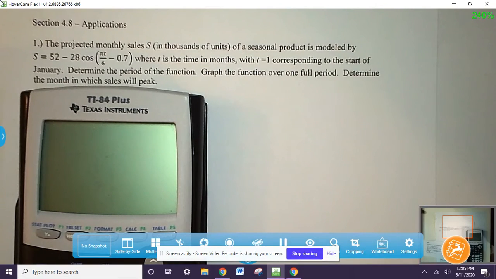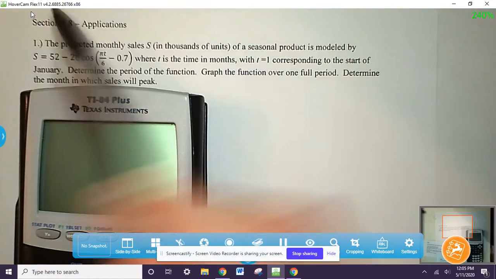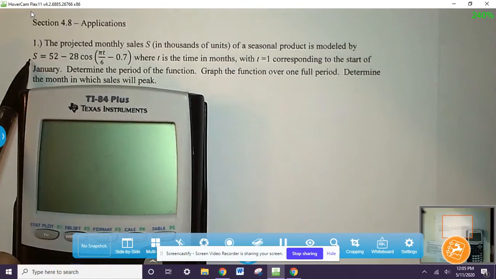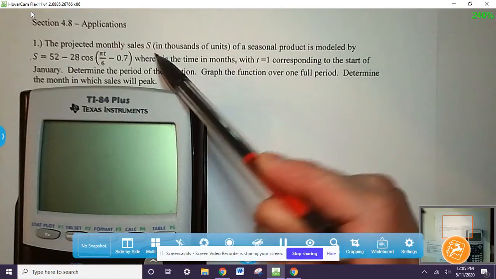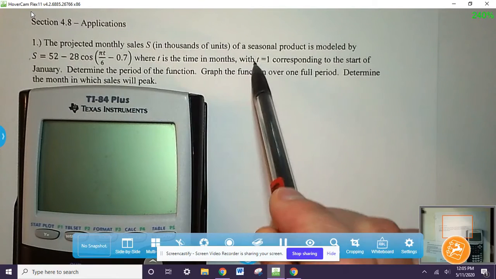So we're going to go through a few problems today, and here's our first one. What we have is a model, an equation, for sales of a seasonal product, where t is time in months, and the sales are in thousands of units, and t equals 1 corresponds to January.